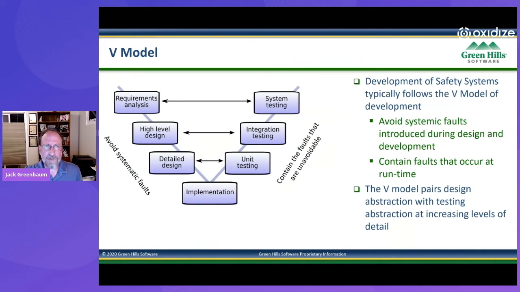And at each level of abstraction, you pair a design process with an assurance process. So you assure your detailed design through unit testing. You assure your high-level design through integration testing, and requirements coverage through system testing. So this is the typical flow of development in a safety system.